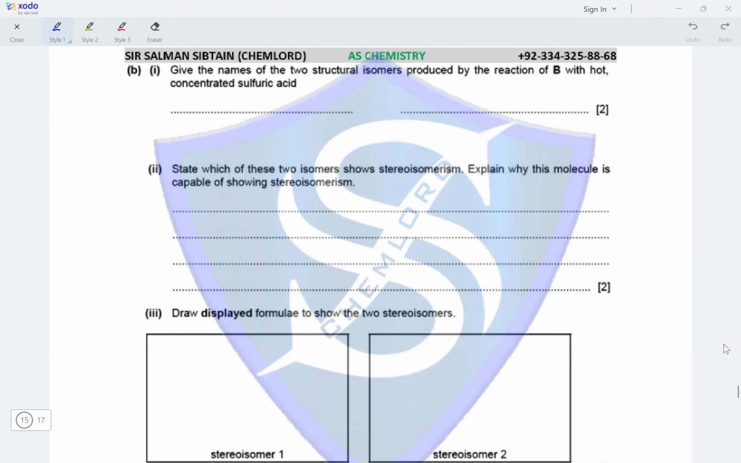Give the names of the two structural isomers produced by the reaction of B with hot concentrated sulfuric acid. So we would have a double bond present between the first and the second carbon atom, forming an alkene called but1-ene. And if the double bond is present between the second and the third carbon atom, the alkene produced would be called but2-ene. State which of these two isomers shows stereoisomerism. Explain why this molecule is capable of showing stereoisomerism.